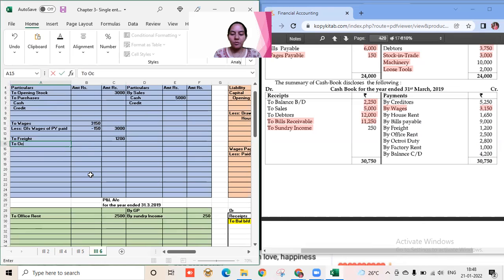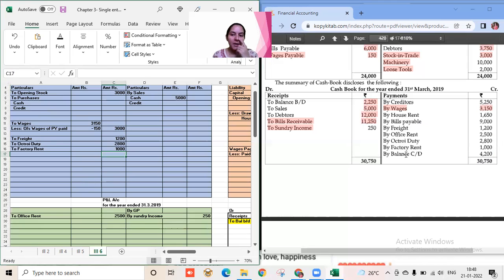So to octroi duty, put it to the trading account debit side, 2,800. Next is factory rent, which will again be debited to the trading account. So to factory rent. If you are going to forget the octroi rent, put a star mark, so that when you do the revision you remember what we have to write and where we have to write it. So factory rent 1,000.